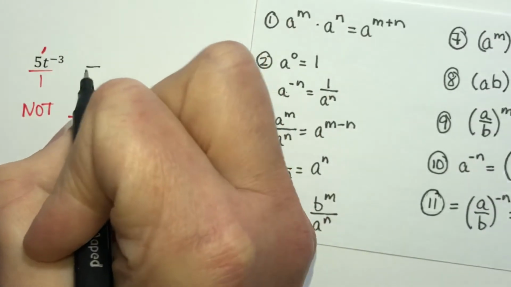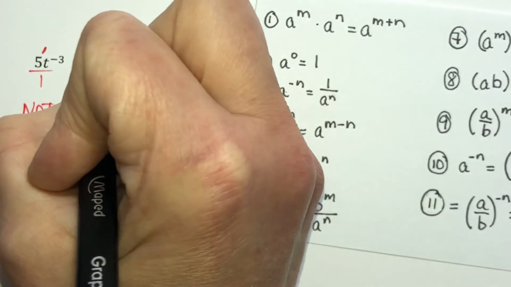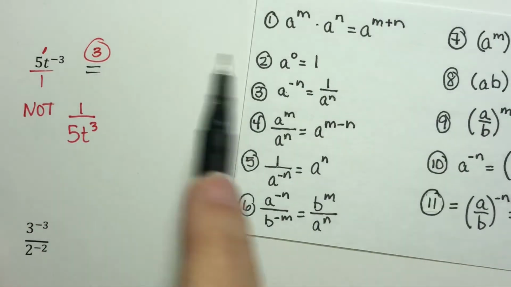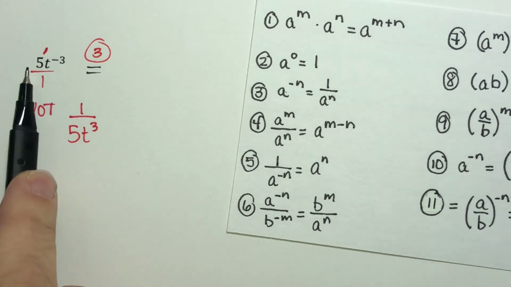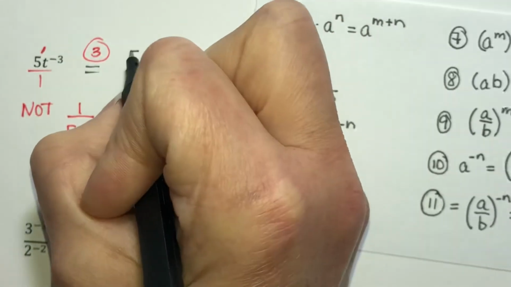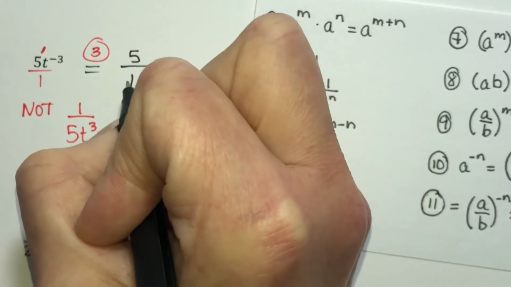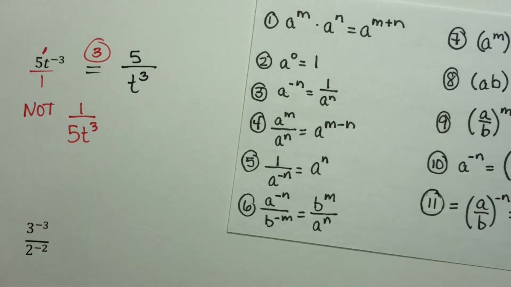Okay? I am going to be using property number 3. But property 3 only applies to the t. It does not apply to the 5. The 5 is going to stay on the top. The t cubed moves to the bottom. Okay.